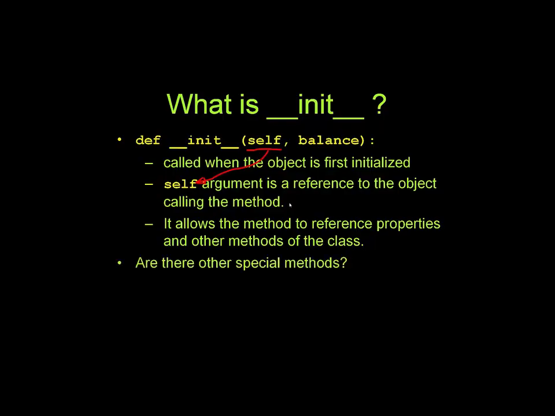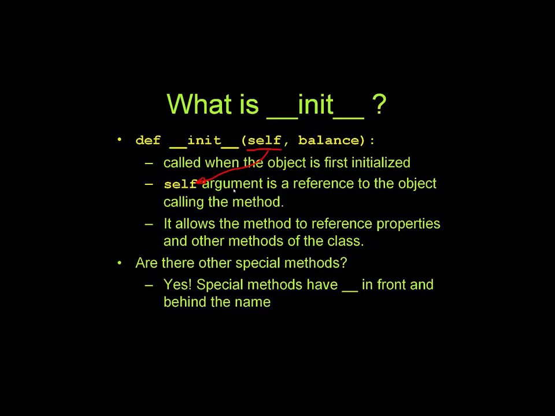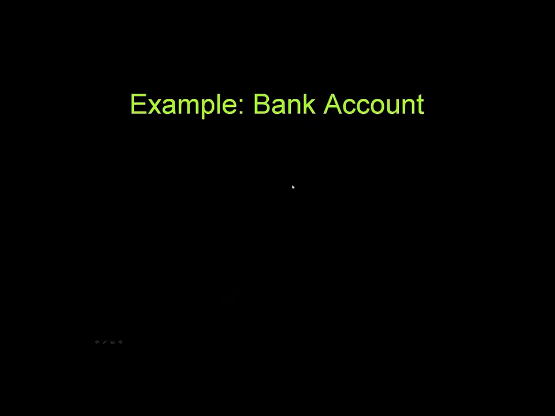Other special methods, yes, they are. The special Python methods for objects have an underscore in front and an underscore behind. You can go read up online to see what the other methods are. You can use them if you want to, but you're not required to know them, and we won't cover them in this class, because this class is not about Python, it's about programming concepts that are common to all programming languages. So let's take a look at this example again.